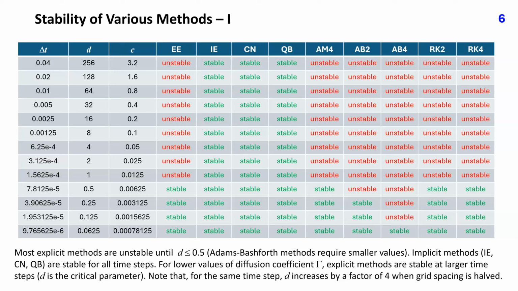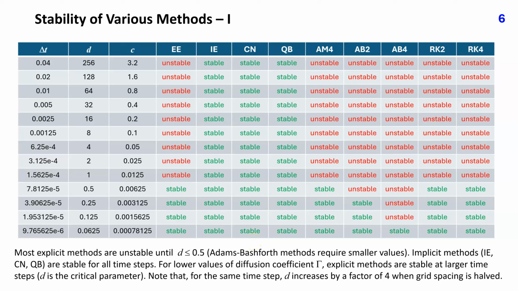Adams-Bashforth methods require smaller time steps. The second order version, labeled AB2, is still unstable at d equals 0.5, while the fourth order version, labeled AB4, is unstable up to d equals 0.125. Implicit methods, implicit Euler, Crank-Nicolson and quadratic backward scheme are stable at all time steps.